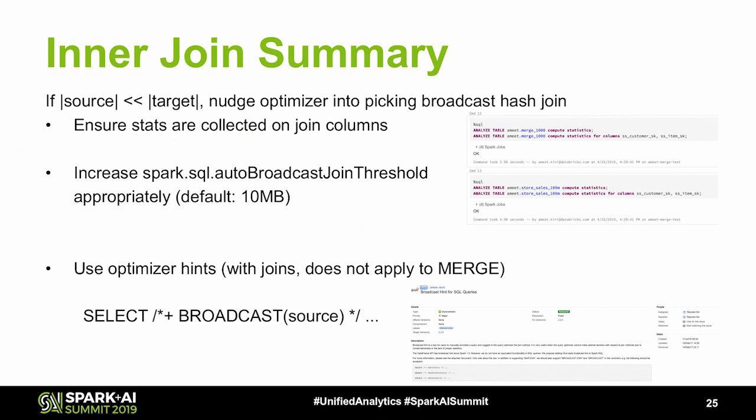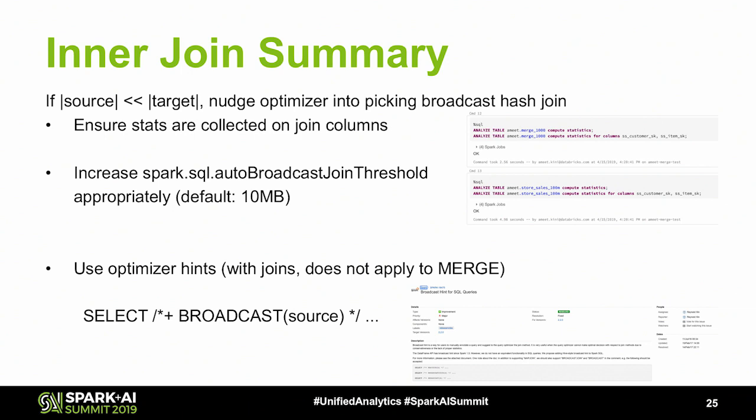The second way is you can increase this parameter called auto broadcast join threshold, which basically says how large my small table can be before I stop picking broadcast hash. In this case, the default value is 10 megs. If the source table is larger than 10 megs, it wouldn't pick broadcast hash. And if your table is, say, 12 megs, all you'd have to do is bump up this parameter to something more than 12 and have it get picked up.